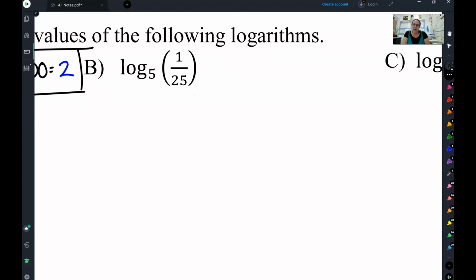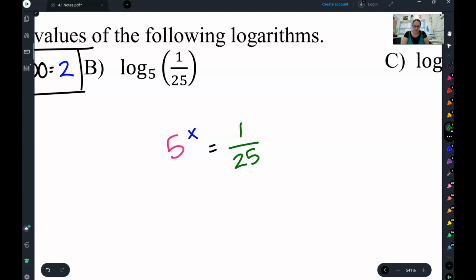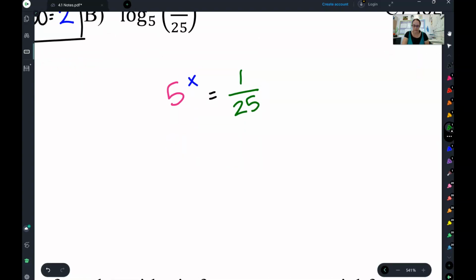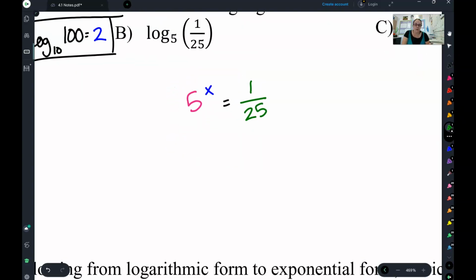We want 5 to what power gives me 1/25. This one might be a little harder to see. So let's actually write this out in exponential form to visualize what's going on here. So base stays the same, input and output flip: 5 to what power equals 1/25. And it might be a little harder to see this.